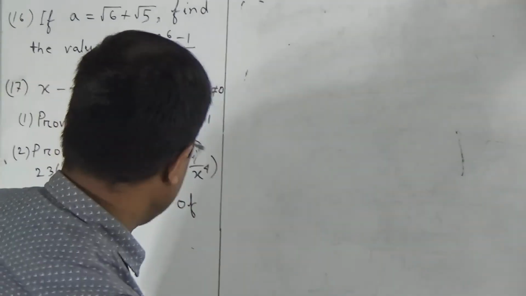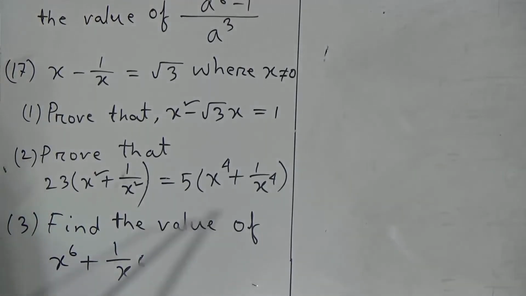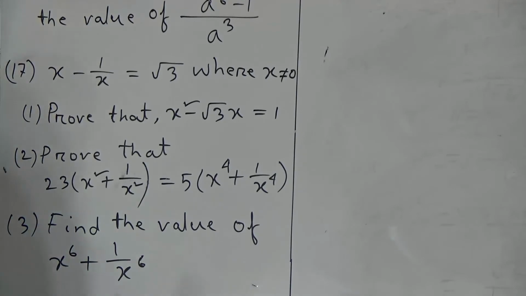Here the 3 number question is, find the value of x to the power 6 plus 1 by x to the power 6. For finding out the value of x to the power 6 plus 1 by x to the power 6, we need the value of x square plus 1 by x square. So at first we will find out the value of x square plus 1 by x square.